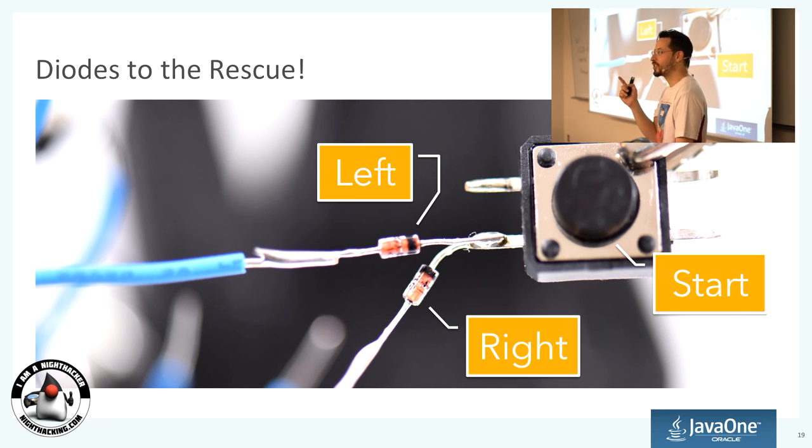So let me repeat the question. When you press the start button, it sends a signal that presses the left and right buttons at the same time, right? So given this sort of setup, what combination of buttons, when you press them, is not going to register in the game?